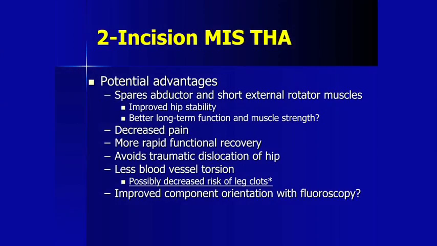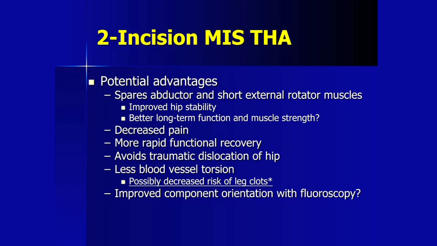One of the advantages of this is you don't have to twist and rotate the leg like you normally do to put a hip replacement in, so the vessels aren't kinked. This is an example of what the vessel looks like when it's not kinked, and then this is a kinked vessel, which obviously increases the risk of getting a leg clot, something that's commonly seen with people who have hip replacement.